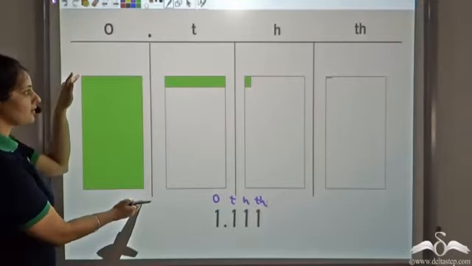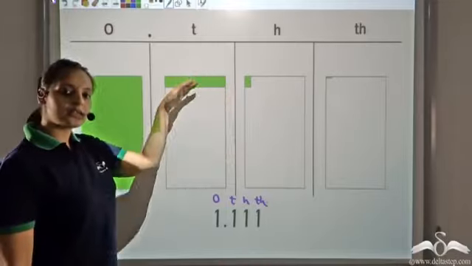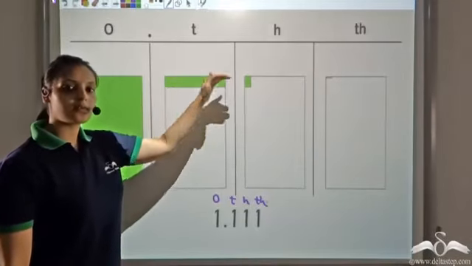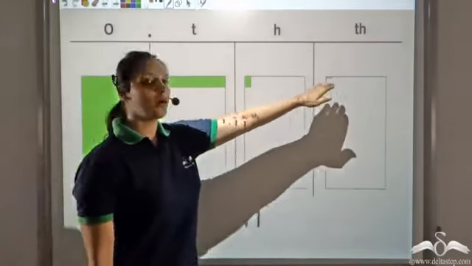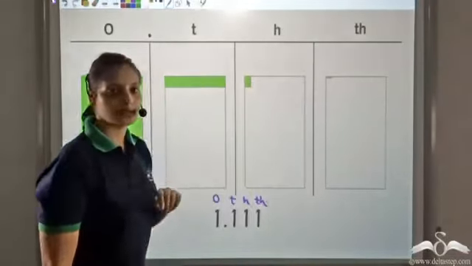So this is 1, 1/10 is further smaller than 1. 1 hundredth is even smaller, which is 10 times smaller than 1/10. 1 thousandth is 10 times smaller than 1 hundredth, which is this small part.